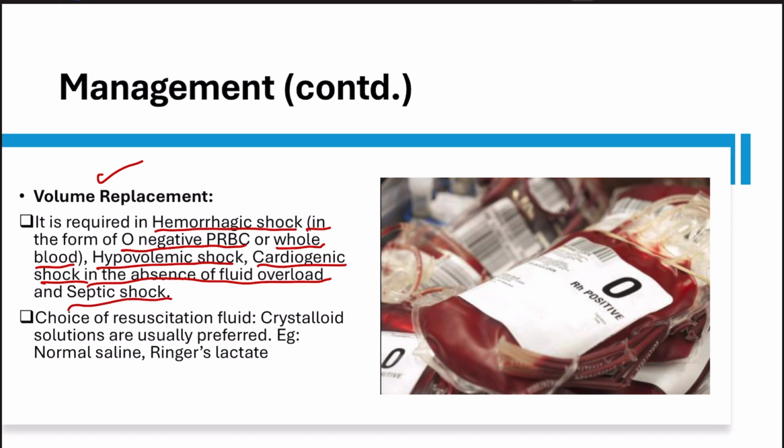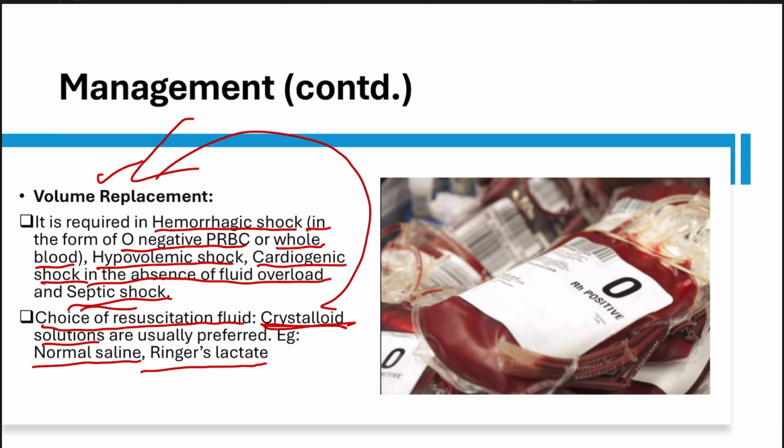Also in case of septic shock we are going to do volume replacement. As for the choice of resuscitation fluid, in most cases we prefer crystalloid solutions, examples being normal saline and ringer lactate. These are the two most commonly used resuscitation fluids for the volume replacement done in different types of shock.